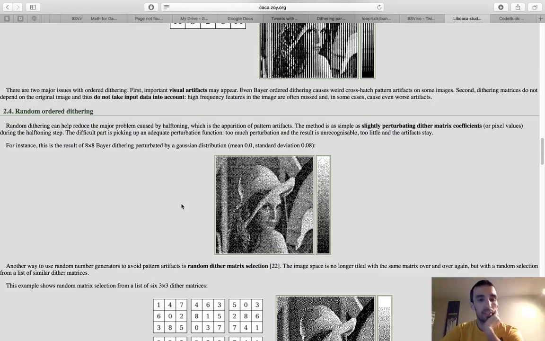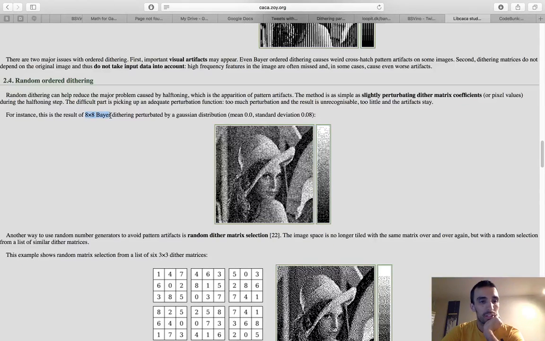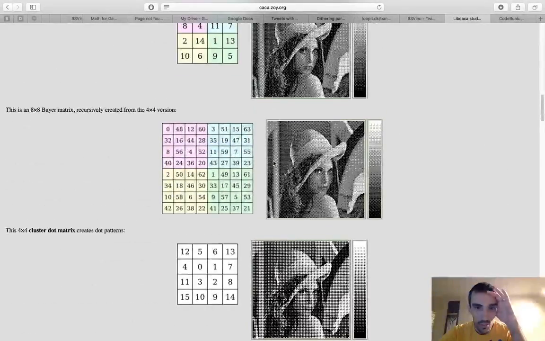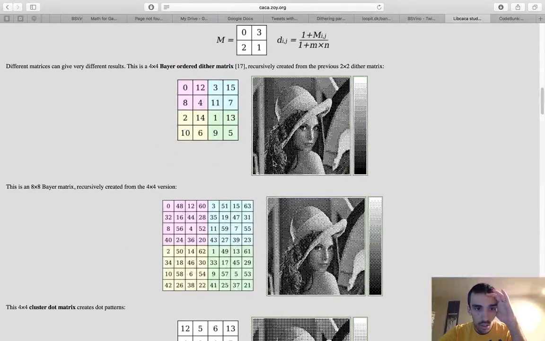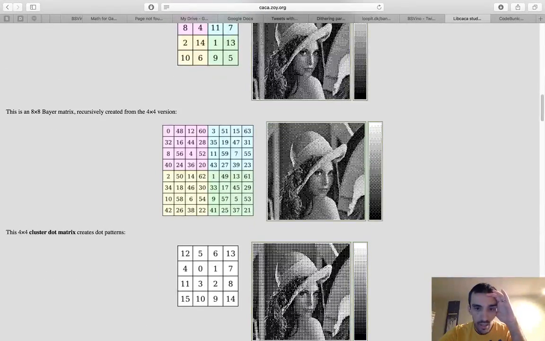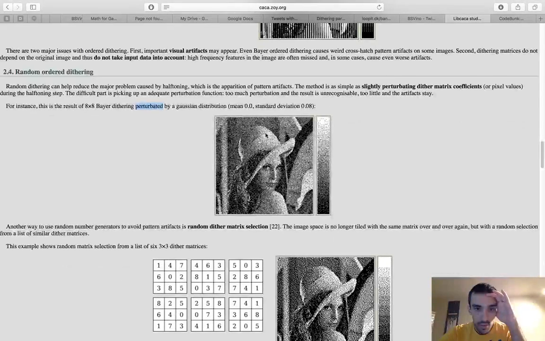Oh, interesting. So here they took an 8x8 Bayer matrix, which is what we've been working on. But then they perturbed it, which I believe means they just moved it one way or another according to a random distribution. You can see they got rid of a lot of the patterns, but now there's a lot of noise in it. I'm not sure that I would pick this over the 8x8 image that we saw before. It's very noisy.